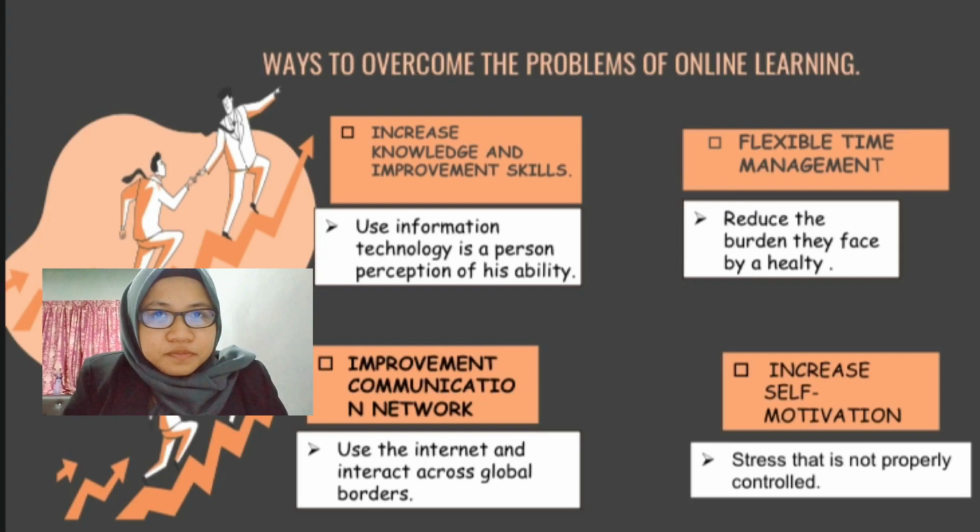Number 3, improve the communication network. Students can use the internet and interact across global borders with the sophistication of information and communication technology today. It has the potential to effectively improve collaboration between students and increase self-reflection in the context of online group learning.